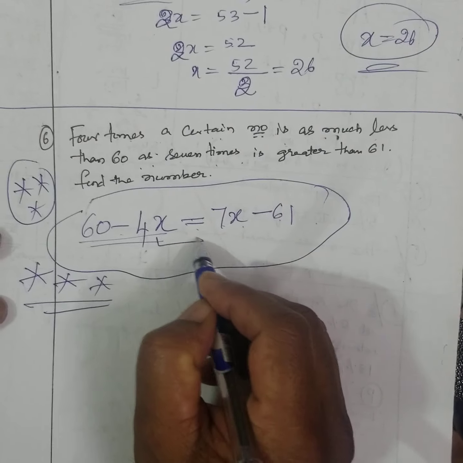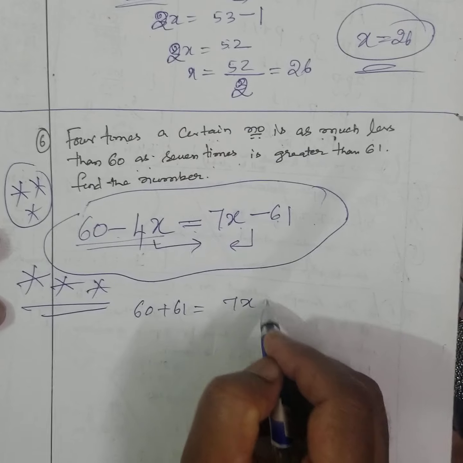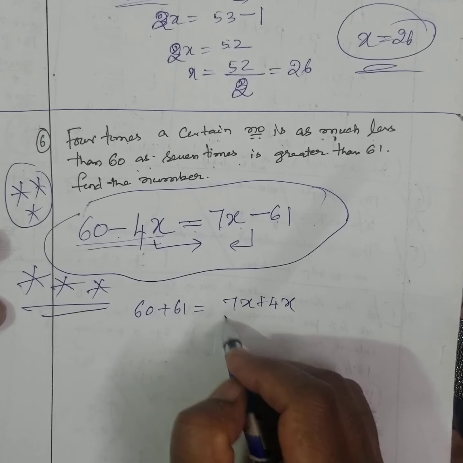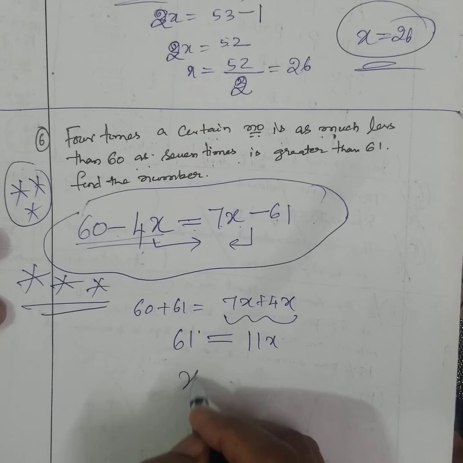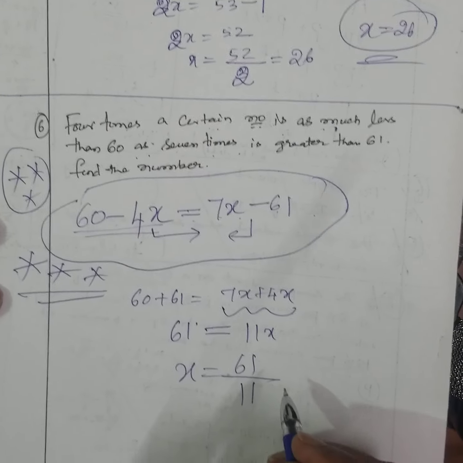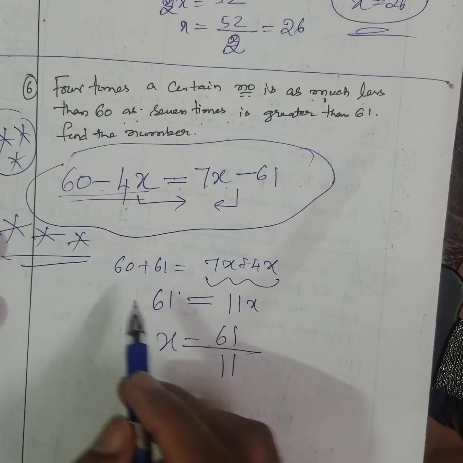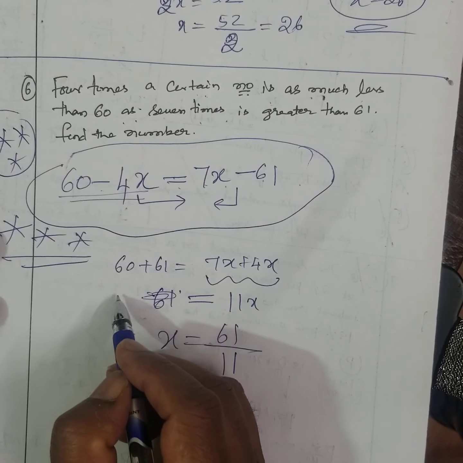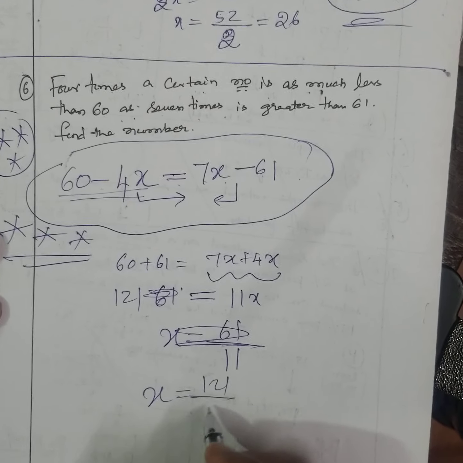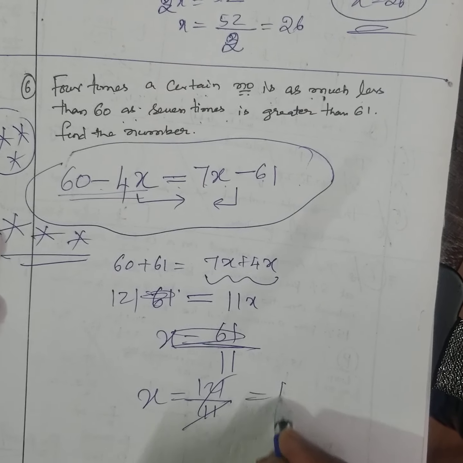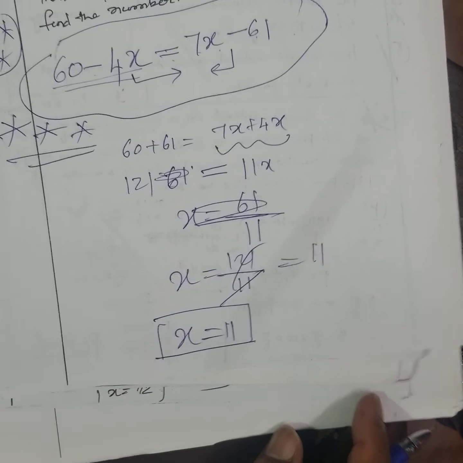Therefore, you send this side, you bring this side. 60 plus 61 is equal to 7x plus 4x. This is 11x. This is 121. Or x is equal to 121 by 11. How many times? 11. Therefore, the number is equal to 11. Can you follow?